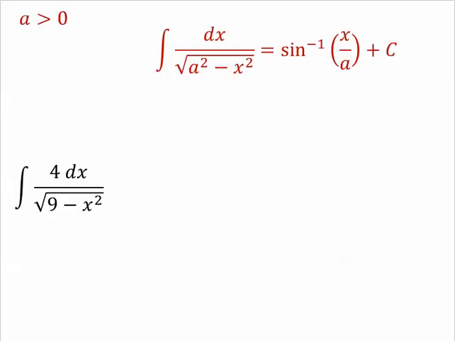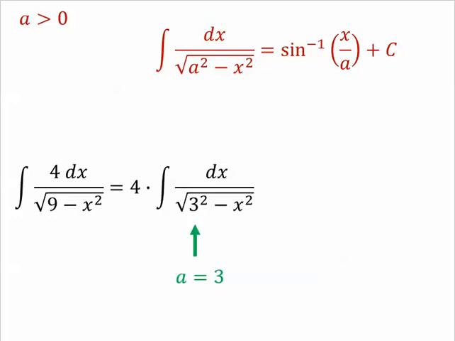Here's a problem that follows the inverse sine pattern. Rewrite 9 as 3 squared, and also pull out the 4. Then I have 4 times inverse sine of x over 3.